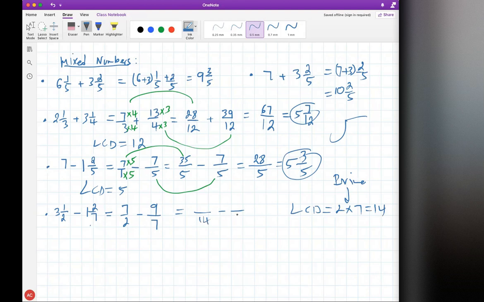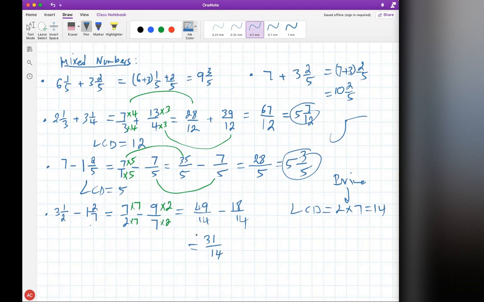So this is 14. Again, we're turning both of these into the same denominator, the LCD. We're going to multiply this by 7, top and bottom, and this one by 2, top and bottom. So 49 over 14 and 18 over 14. That's right. And once you have the same denominator, you can go ahead and subtract, keeping the denominator the same. 49 minus 18 is 31.